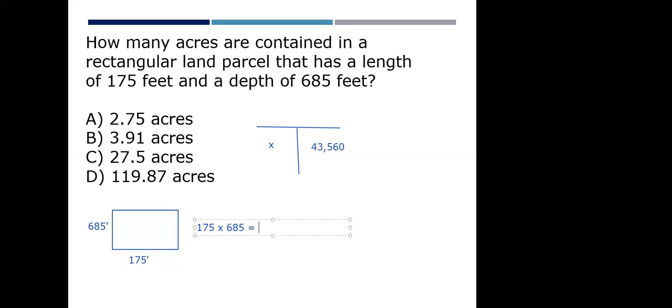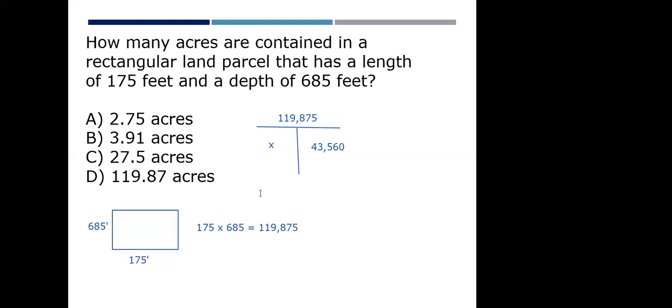175 times 685 gives me square feet of 119,875. And that is the piece I am missing. 119,875. That is the piece that I'm missing in my T-bar. We did what we could and then saw what we needed. So if we know the formulas, if we know how to get to acre, then we can kind of piecemeal this together, however you see it.